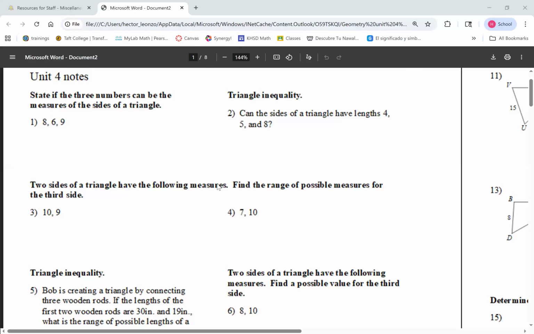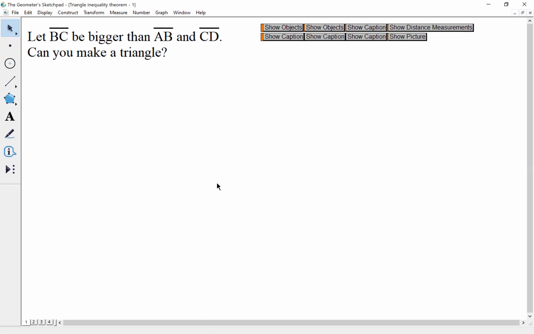Sides of a triangle. So let's talk about this rule. It's called the triangle inequality, but who cares about the name? Let's just take a look at this. Let's say there are three sides. Let side BC be bigger than segment AB and segment CD. So we have three sides, and BC is the biggest. Can you make a triangle? So let me show you.